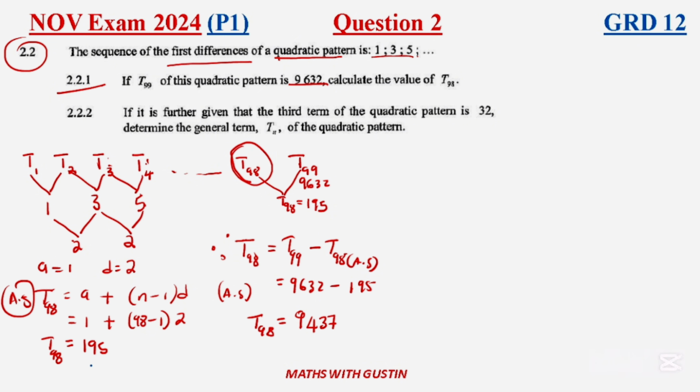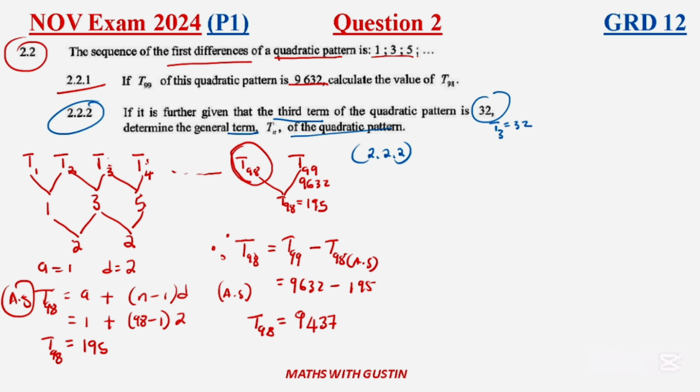Moving right along, let's move on to 2.2.2. It says here, if it is further given that the third term of the quadratic pattern is 34... okay, the third term, they are saying T3 equals 32. Determine the general term of the quadratic pattern. They want us to find the formula for the quadratic pattern.